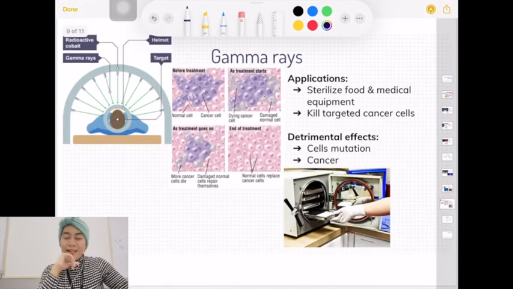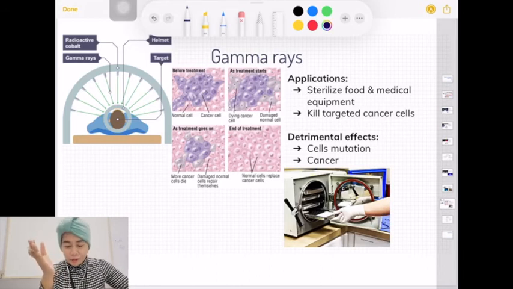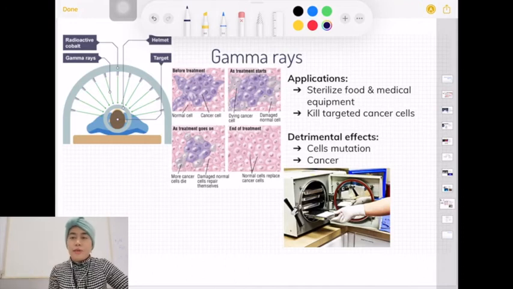All right, and then the last one is gamma ray. So gamma ray has the highest energy in the electromagnetic spectrum, and so it can be used to actually kill cells. So when you try to treat cancer, with radiotherapy, what you do is you shine this gamma ray at a targeted cell part so that it will kill off the cell. But the problem is, not only will it kill the cancer cells, it will basically kill all the cells nearby.